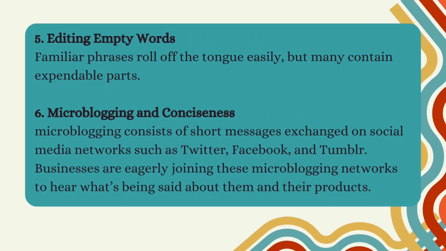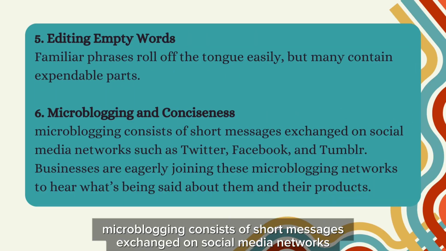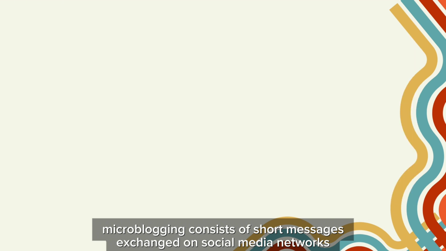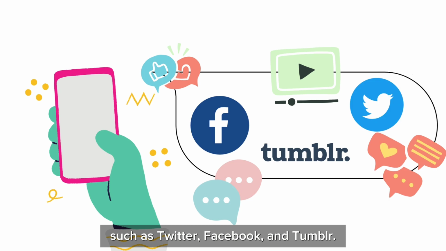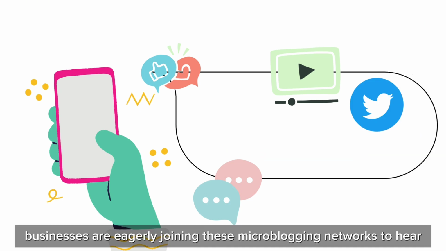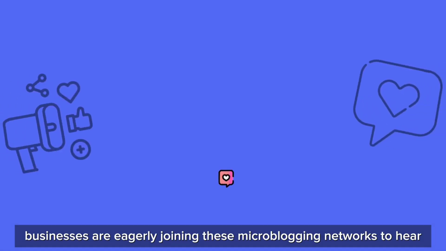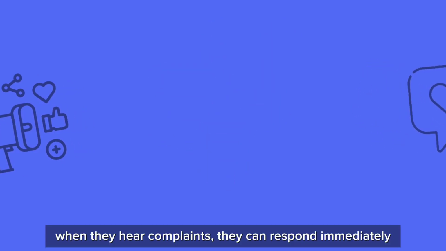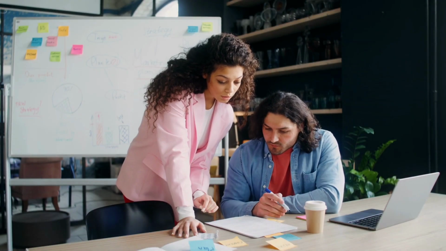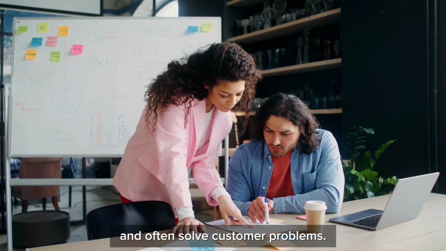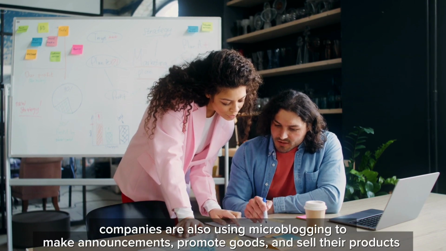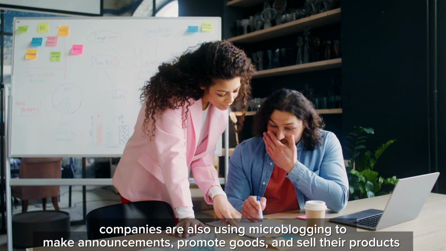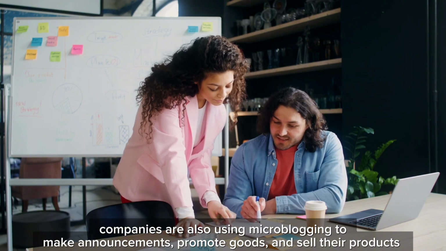6. Microblogging and conciseness. Microblogging consists of short message exchanges on social media networks such as Twitter, Facebook, and Tumblr. Businesses are eagerly joining these networks to hear what's being said about them and their products. When they hear complaints, they can respond immediately and often solve customer problems. Companies are also using microblogging to make announcements, promote goodwill, and sell their products.